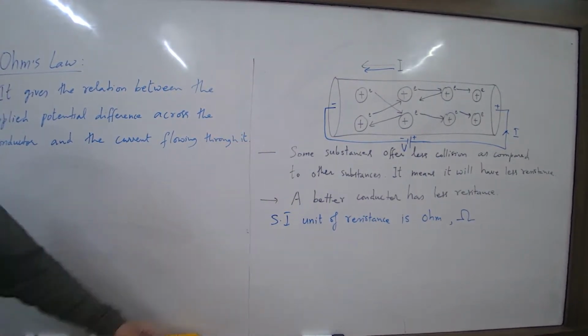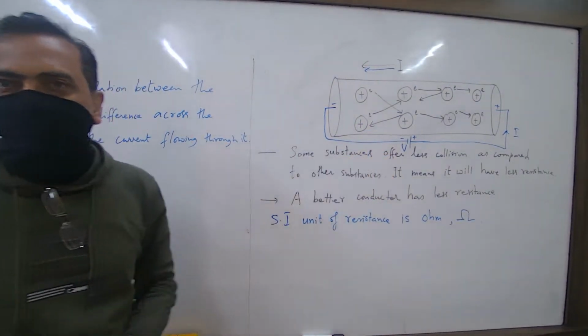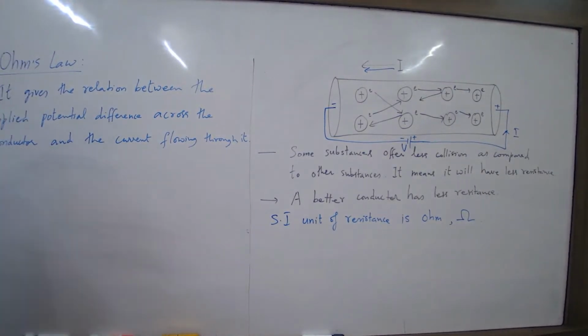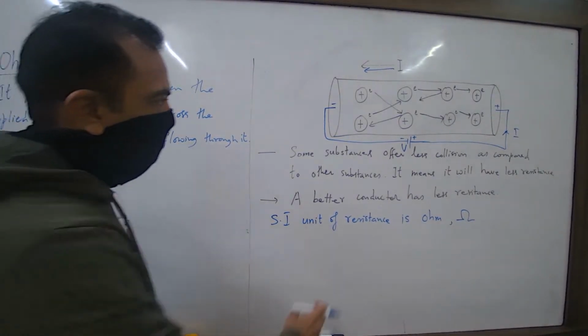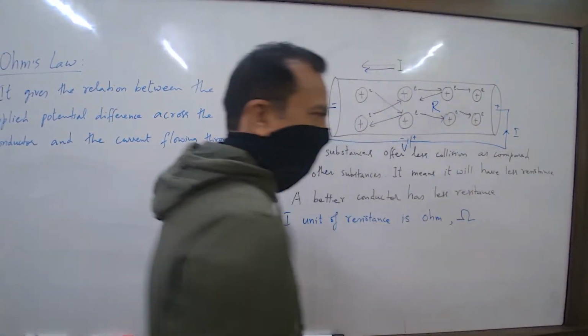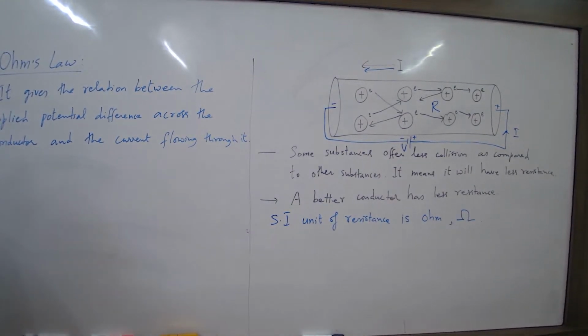Okay, so what are we seeing? Whenever we have a conductor and a potential difference is applied, there will be current through it. Whatever resistance is offered by this conductor, let us say it is R. The symbol for resistance is R, right?